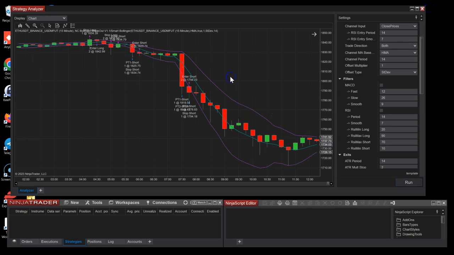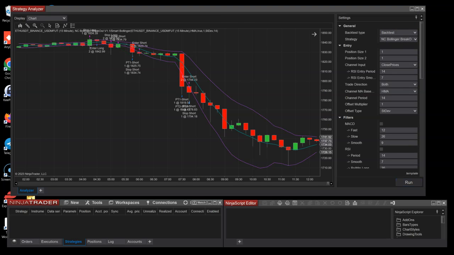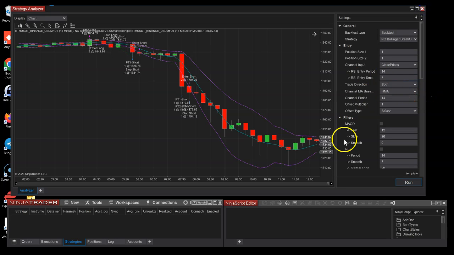So now, that's the first option. There's also another option. Another option is we apply this Bollinger Channel in the first case to the price. In the second case, we apply it to an indicator like RSI, for example, in our case. So let's have a look at a few scenarios.